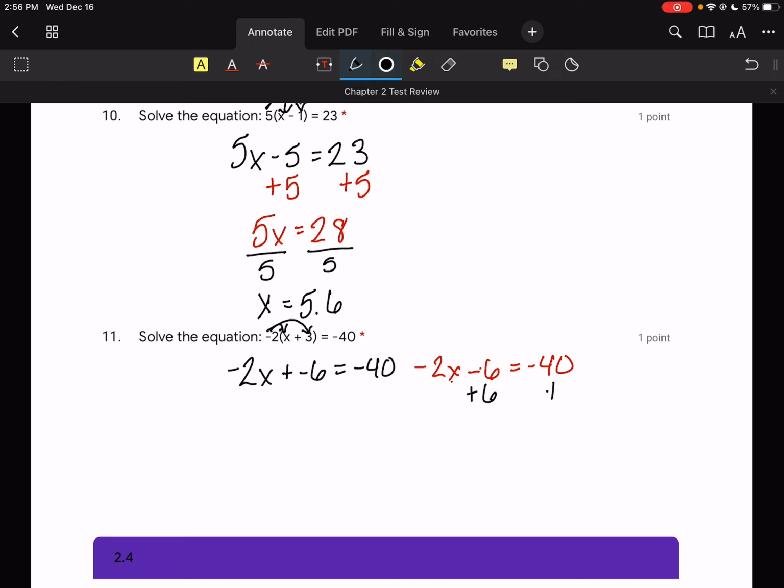Add 6 to both sides. Negative 2x is equal to negative 34. Negative 40 plus 6, make sure. Yep, negative 34. Divide both sides by negative 2. So you'll have that x is equal to 17.